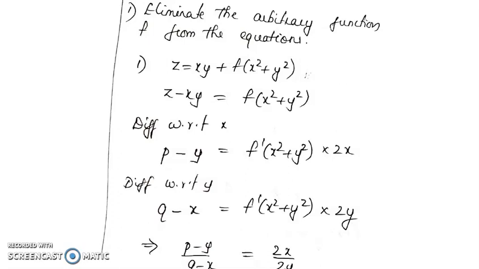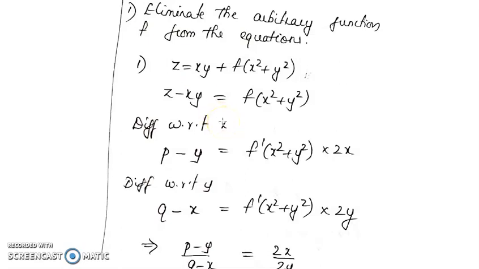Hello dear students. So today's class we will see a few problems on eliminating the arbitrary function. So the first question is, you need to eliminate the arbitrary function from the equation z equal to xy plus f of x square plus y square.